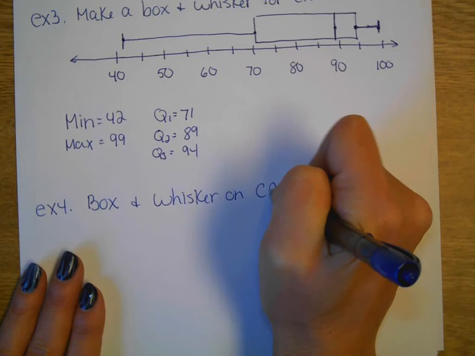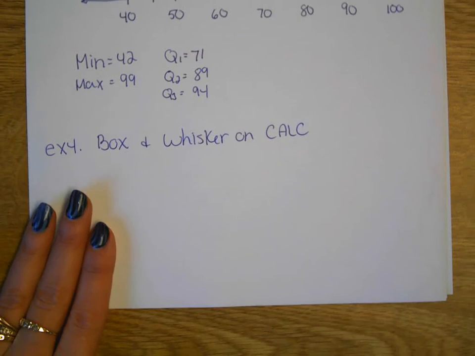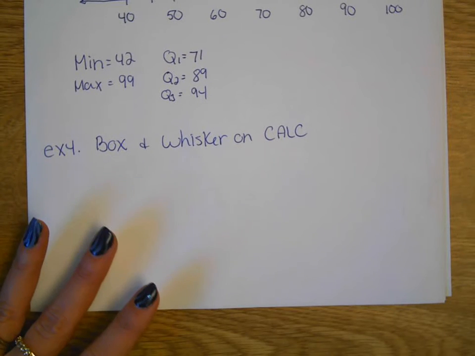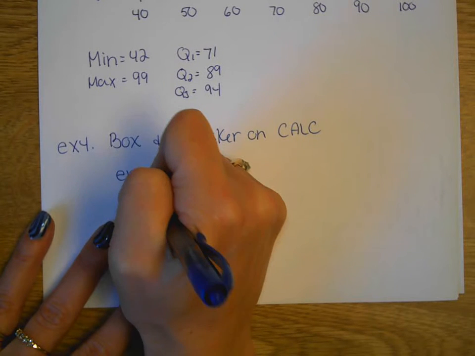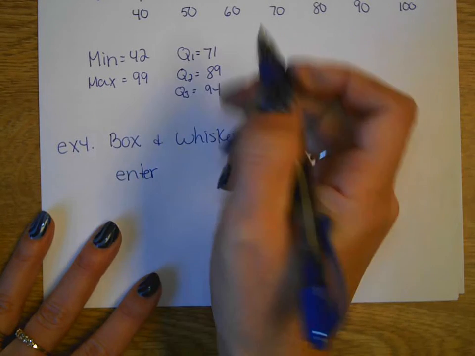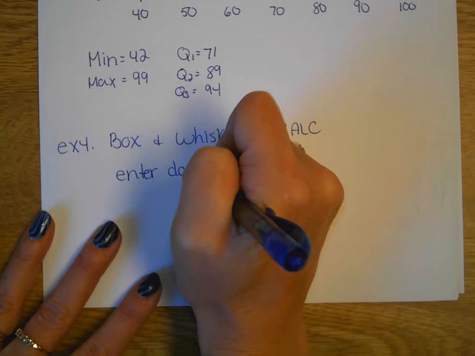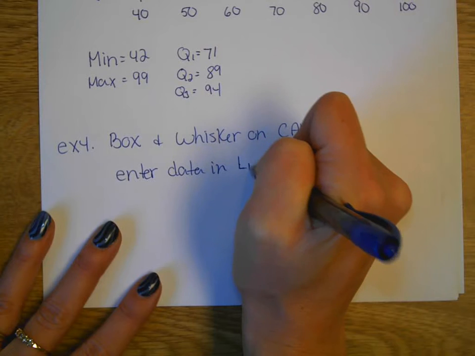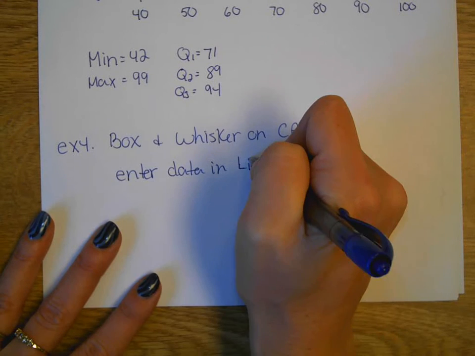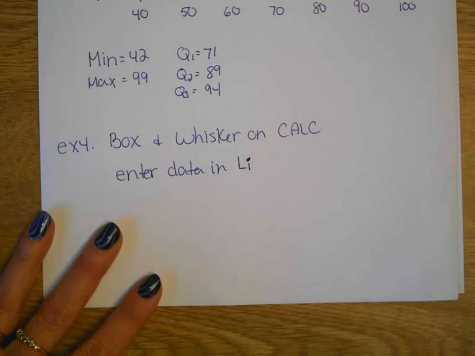Box and whisker on the calculator. So enter data in a list. This will be the last thing. I'll do the percentiles tomorrow. Enter data in list 1, which we already have. List 1.